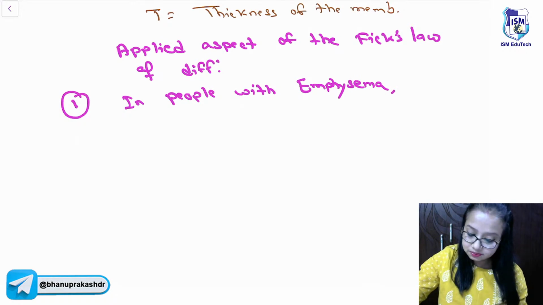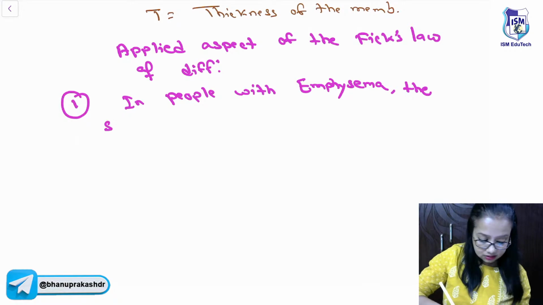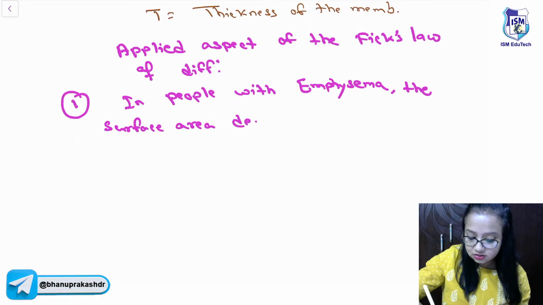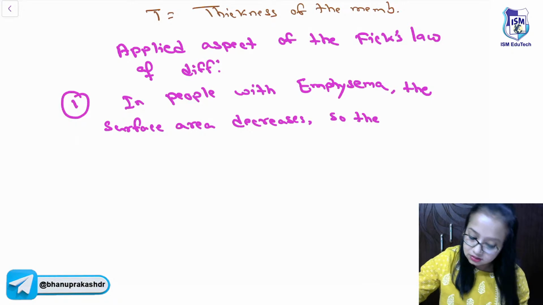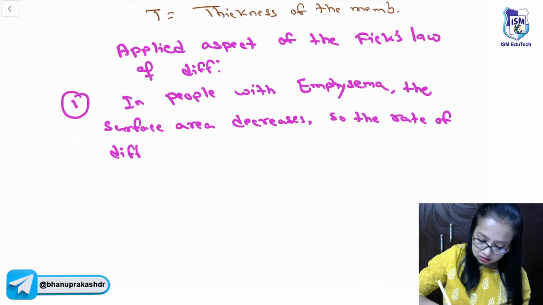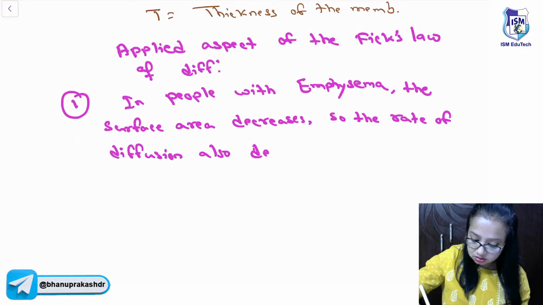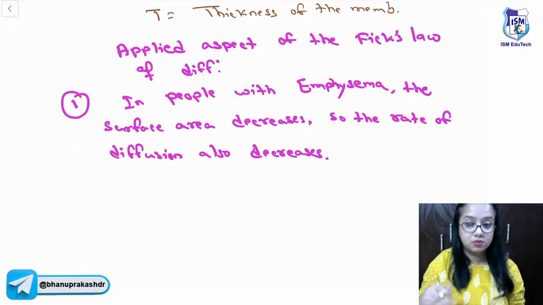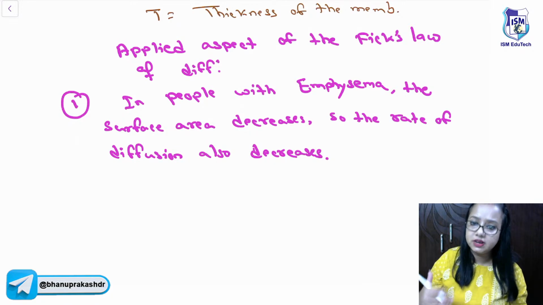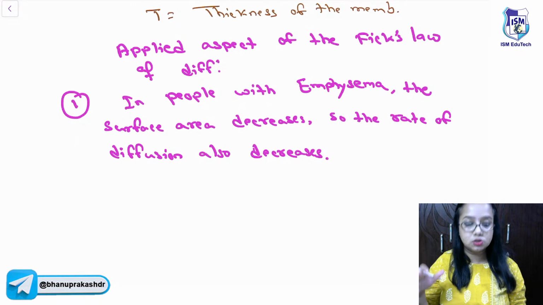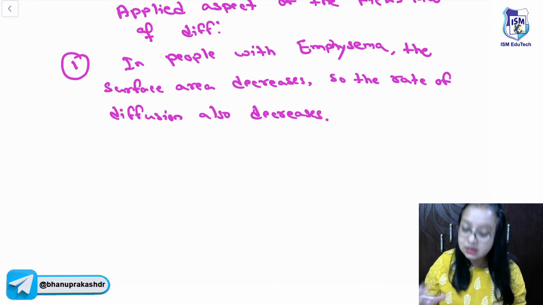In emphysema, the surface area decreases. So, the rate of diffusion also decreases. So, people having conditions like COPD, emphysema, in them the rate of diffusion is low because the surface area becomes less.